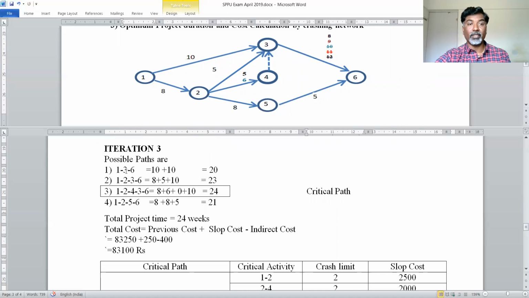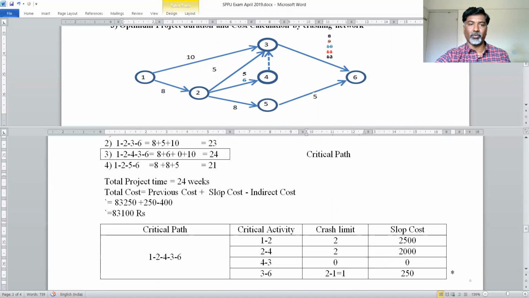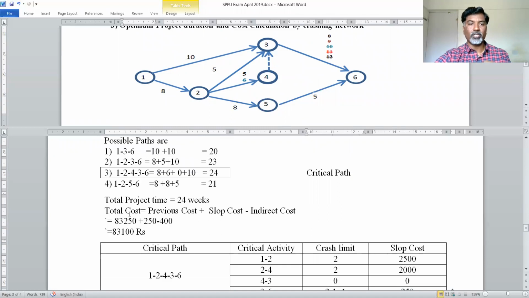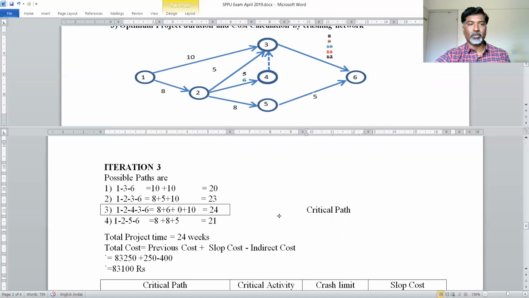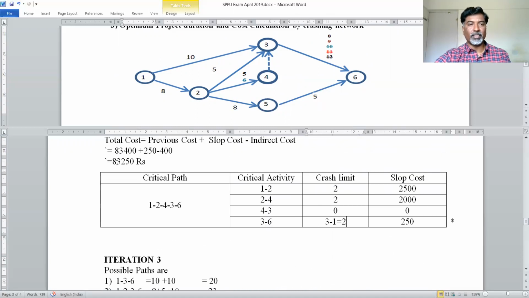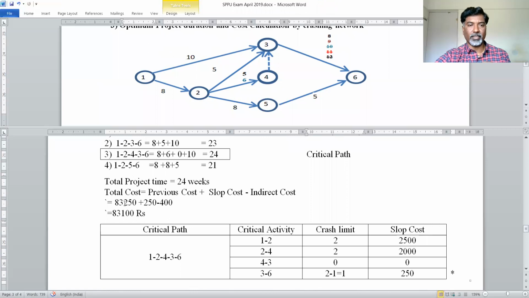Here we are taking activity 3 to 6 duration as 10 weeks, because we have crashed this activity from 11 weeks to 10 weeks. 1 week we have crashed. So here I am taking the value 10 and I get the same path as the critical path, because it has the maximum time value. So total project time is 24 weeks. Then total cost is equal to previous cost plus slope cost minus indirect cost. The previous cost was 83,250, that I have taken as it is, plus cost slope.